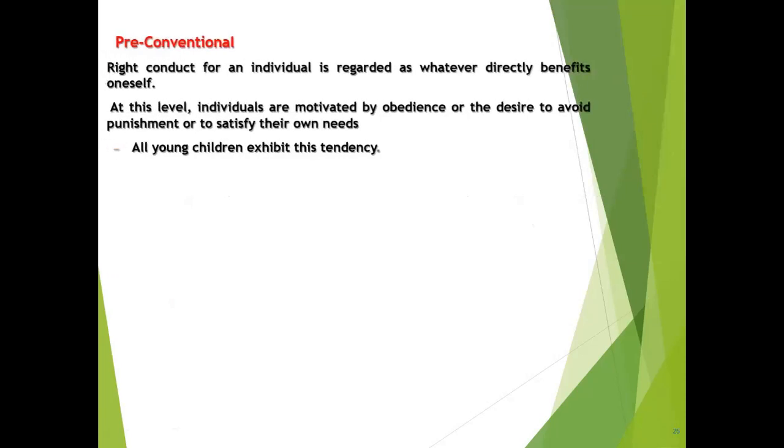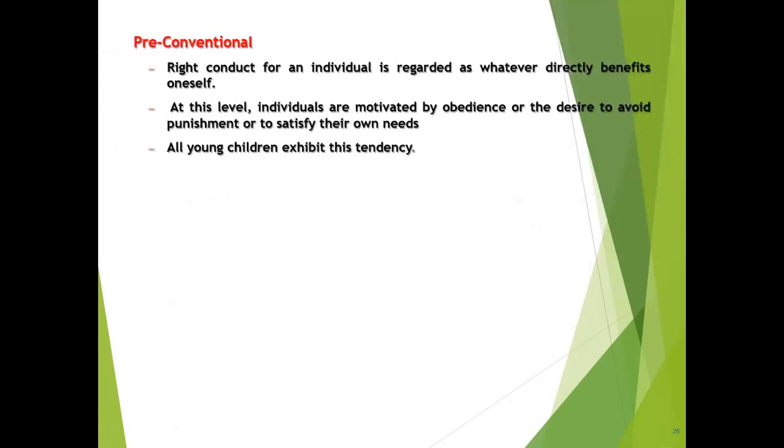So first stage is pre-conventional. In the pre-conventional level, this is actually the first level of moral thinking. This is found at elementary school level. And the right conduct for an individual is regarded as whatever directly benefits oneself. So at this level, individuals are motivated by obedience or the desire to avoid punishment or to satisfy their own needs. So the 2 substages in this pre-conventional level are, one, to avoid punishments, and the second one is to satisfy their own needs, or their self-interest.